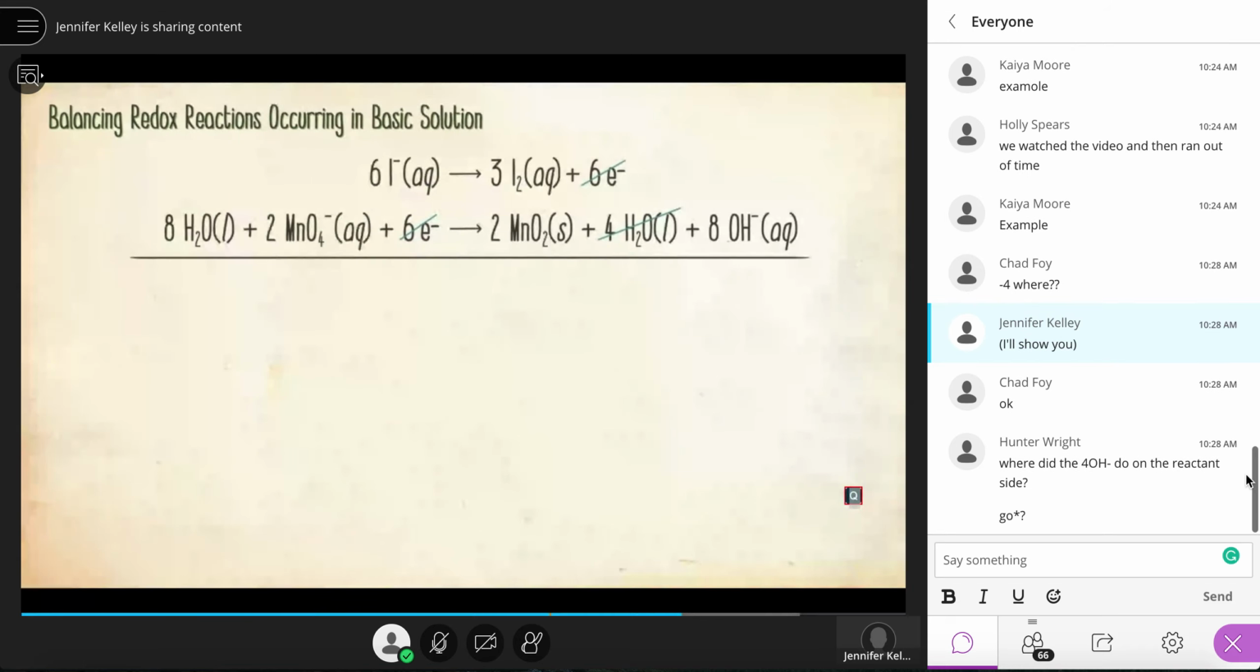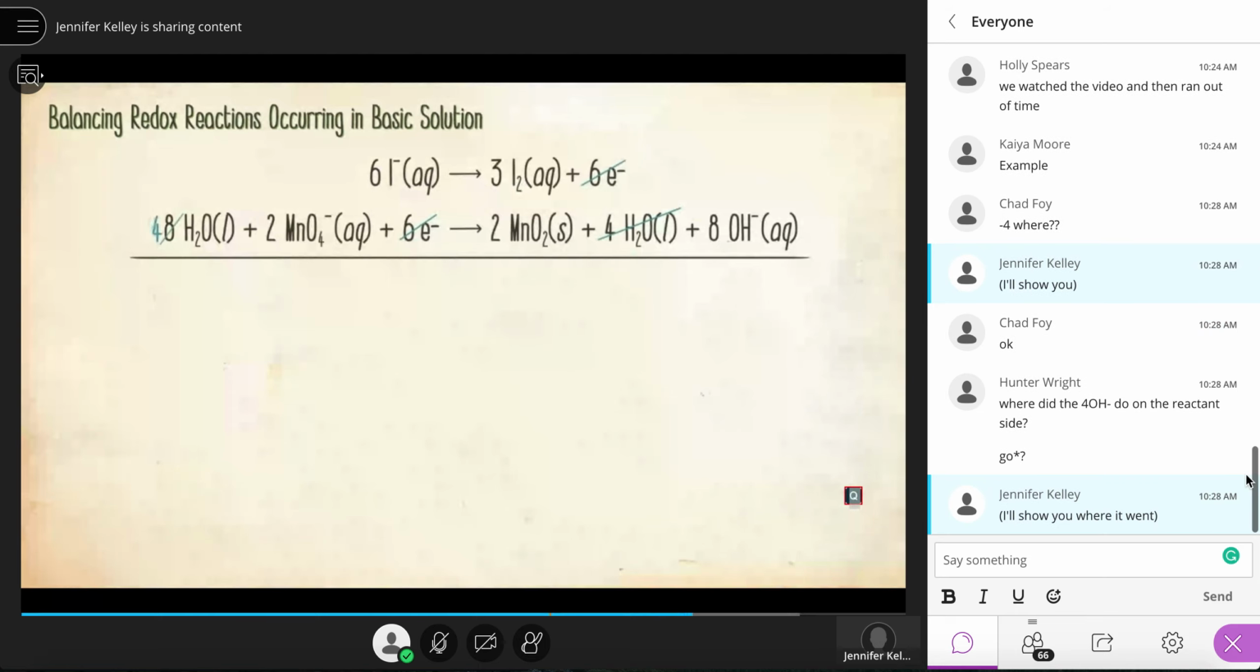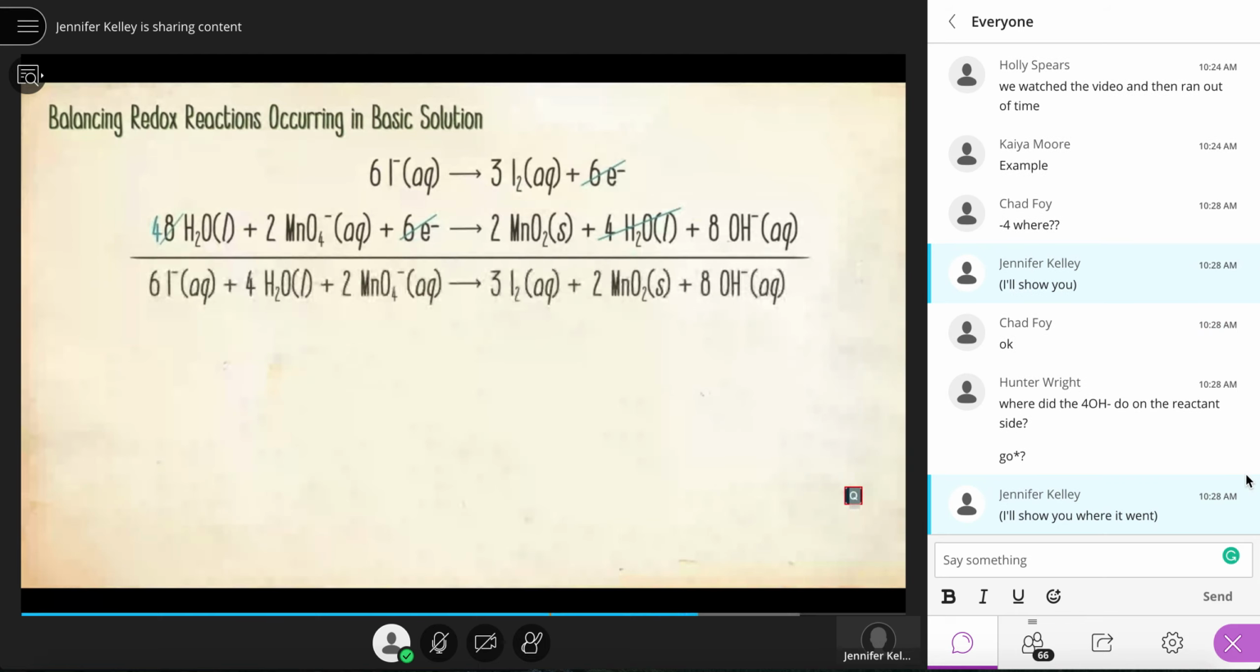The 4 H2O on the product side of the reduction reaction cancel with 4 of the 8 water molecules on the reactant side. The final step is to check that the equation is balanced by verifying that you have equal amounts of atoms of each of the reactants and products. Set up a table with the reactants on one side and products on the other.